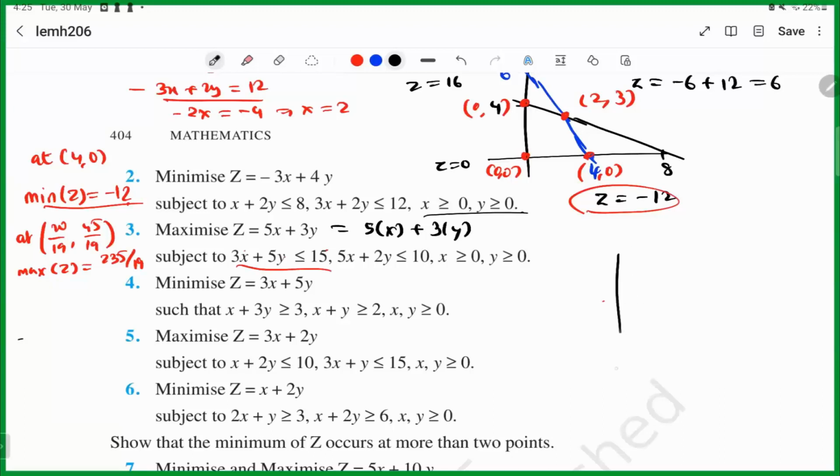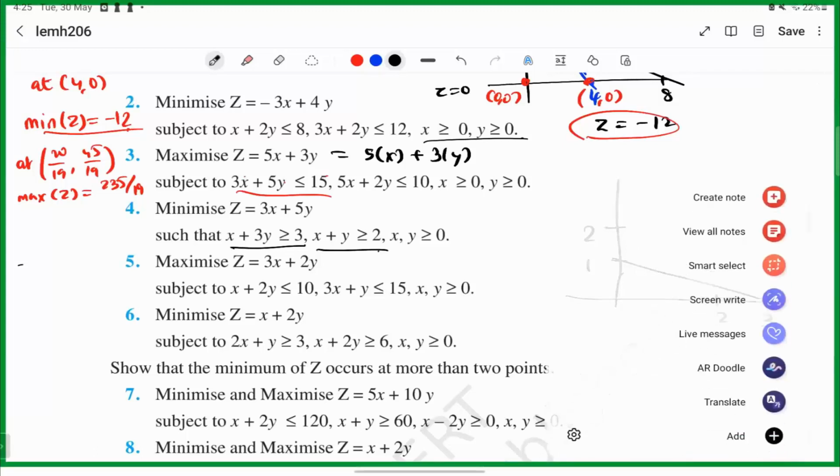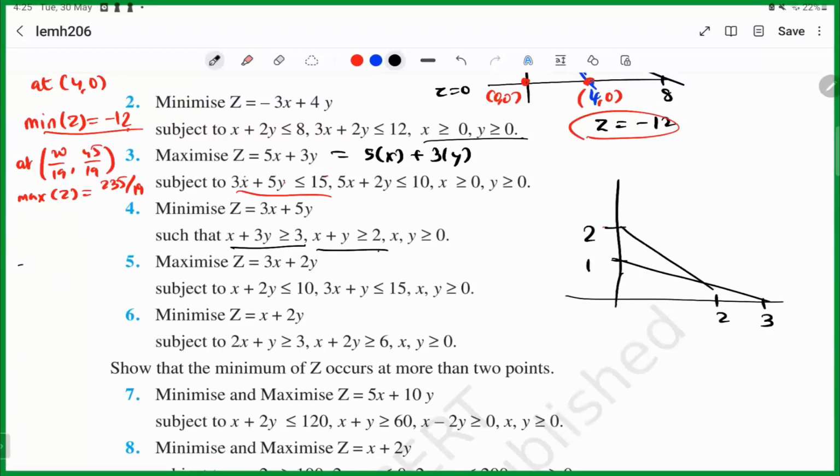Minimize again. I think at this point, 2, 2, right? That's how you draw this thing. x plus 3y is 3, 3, 1. You draw these two, and you connect these two, and you try to solve for what is this point, and this point, and this point.